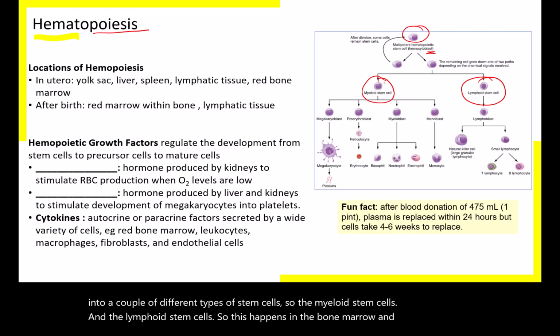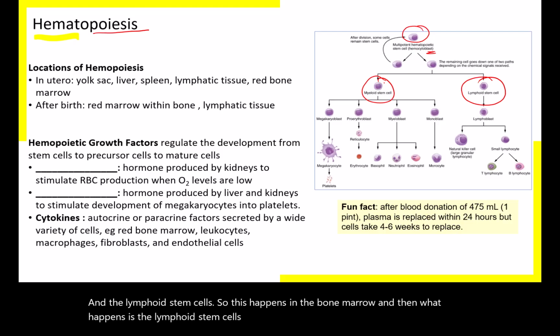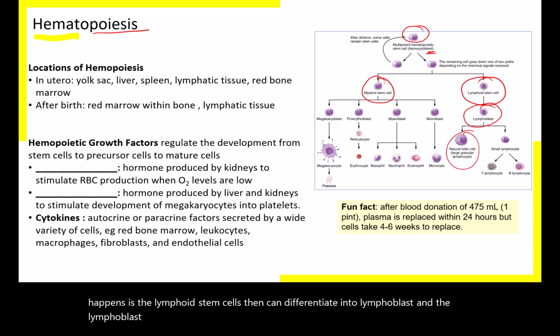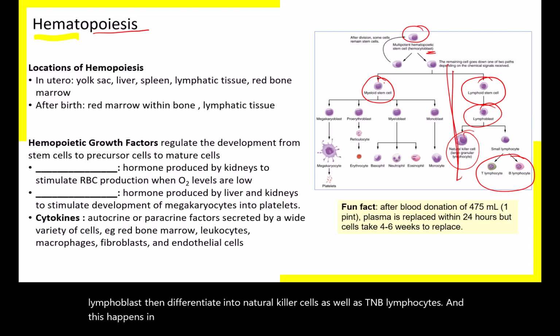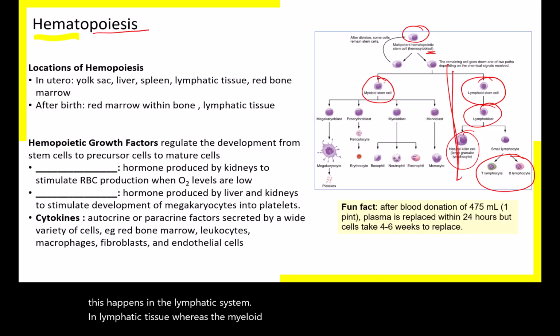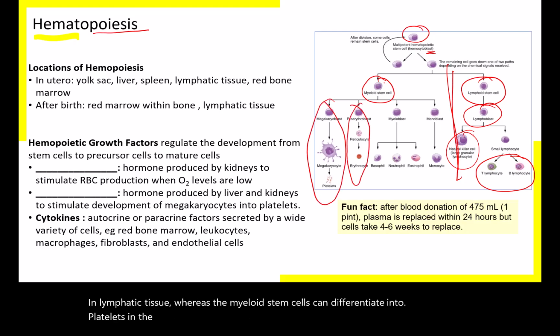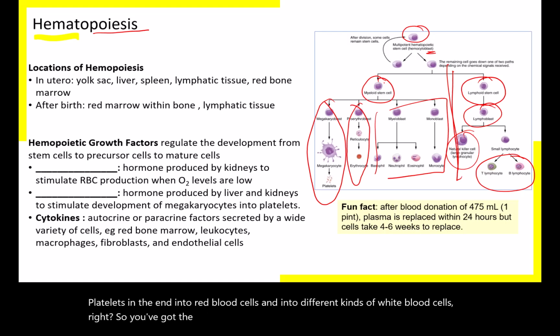And then what happens is the lymphoid stem cells can differentiate into lymphoblasts, and the lymphoblasts then differentiate into natural killer cells, as well as T and B lymphocytes. And this happens in the lymphatic system, in lymphatic tissue, whereas the myeloid stem cells can differentiate into platelets in the end, into red blood cells, and into different kinds of white blood cells, right? So you've got the range of formed elements over here coming from the multipotent hematopoietic stem cell.